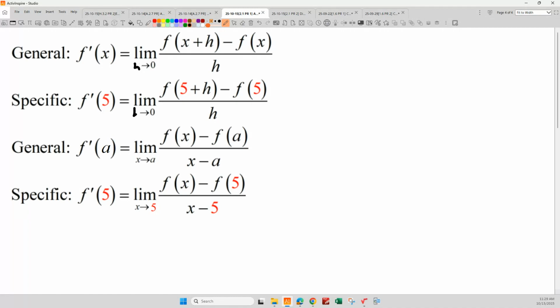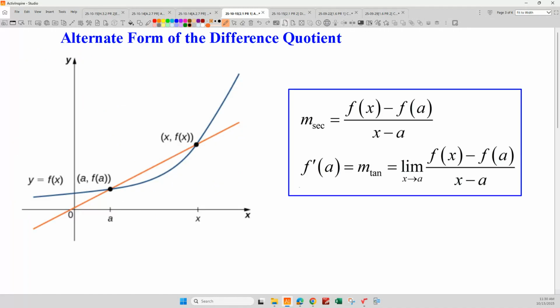Now, I want you to notice something. When you write out the alternate form of the difference quotient, notice that the way you write it is f prime of a, because we're going to take a limit as x approaches a. So we would end up getting some answer like f prime of a equals 2a or something, which would mean that f prime of x would just be 2x.